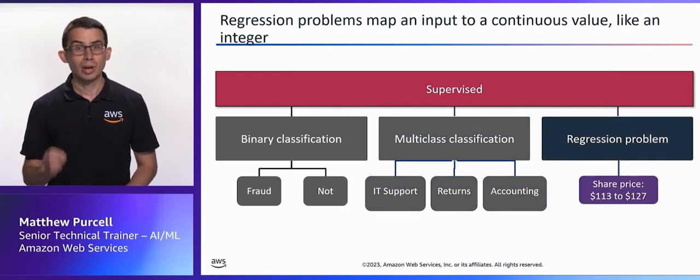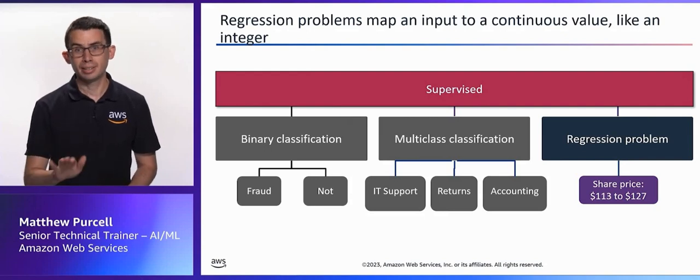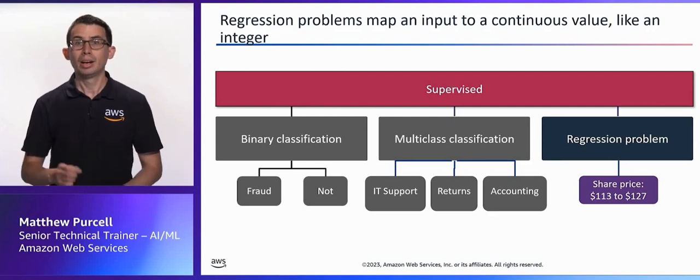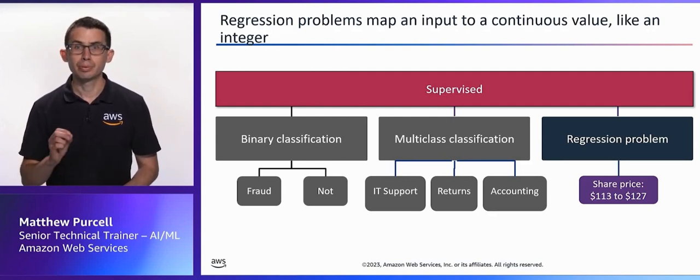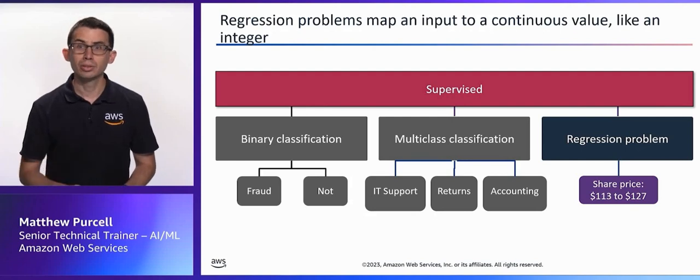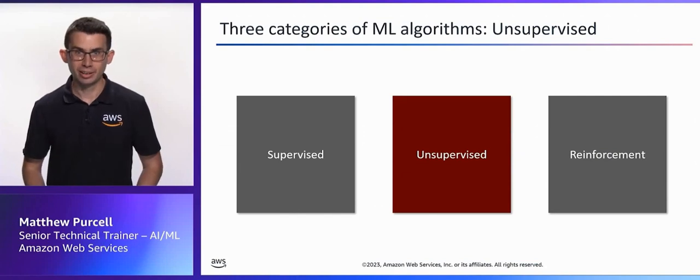Finally, there are regression problems. In a regression problem, you're no longer mapping an input to a defined number of categories, but instead to a continuous numerical value, in other words, a number. One example of a regression problem is predicting the price of a company's stock. On this slide, a regression-based algorithm is predicting that tomorrow the stock price for a company will go up from $113 per share to $127 per share. So that's supervised learning. Now let's talk about unsupervised machine learning.